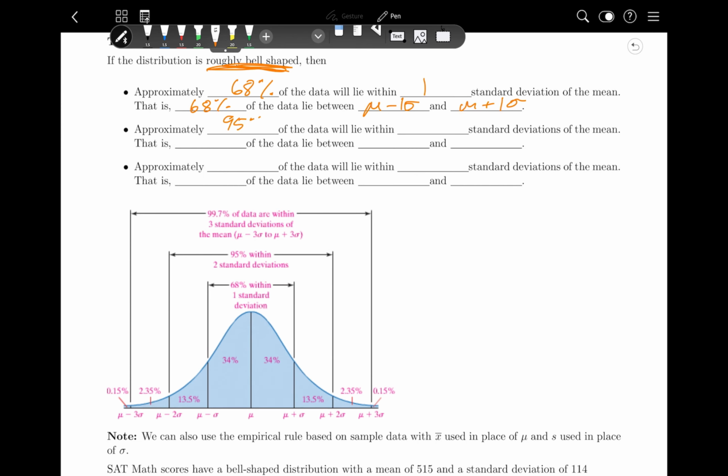Approximately 95% of all the data values will lie within two standard deviations of the mean. That is 95% of the data is between mu minus 2 times sigma and mu plus 2 times sigma. So between those two data values.